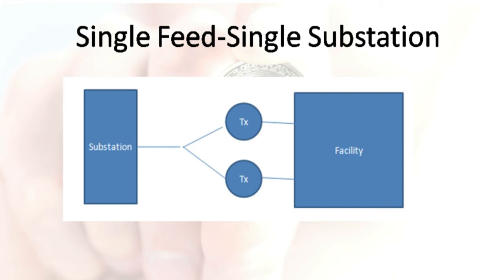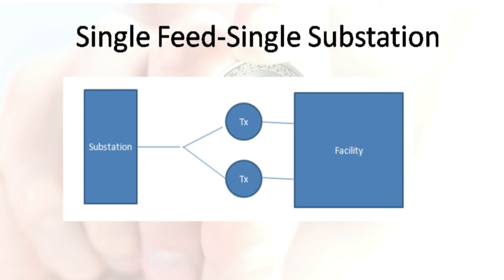Let's look at the diagram in front of you. In this setup, you will find that there is only one single feed from a single substation. The facility is then connected to several local transformers fed by this same source, giving more than a single feed appearance at the facility. This gives a false sense of security, as if anything happens to the main feed or substation, the facility will be without power anyway.